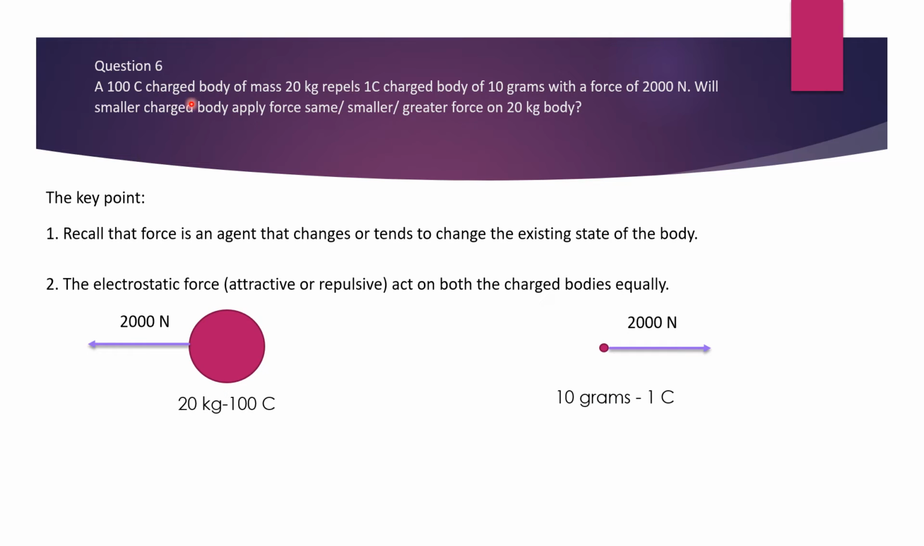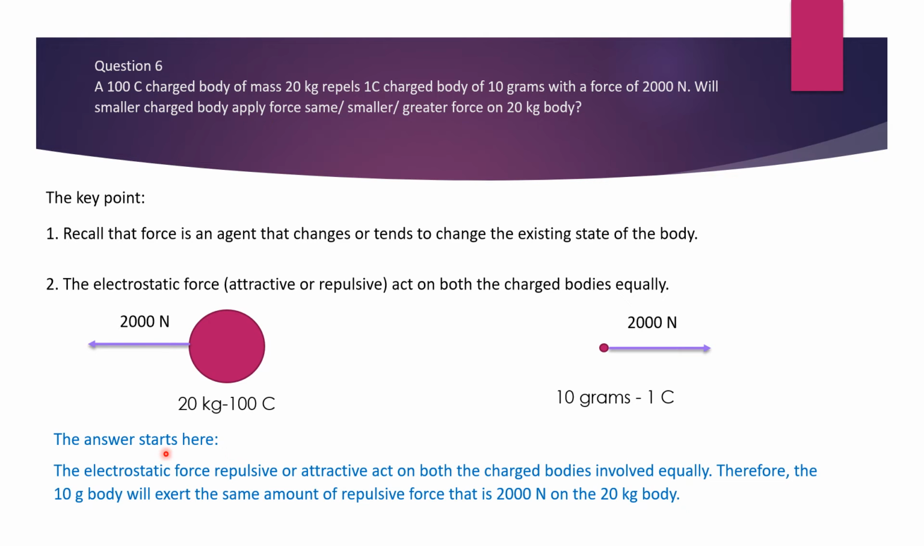As stated in the problem, the 20 kg charged body with 100 coulomb charge exerts a force of 2000 Newton repulsive force on the 10 gram body. At the same time, the 10 gram body will also exert a force of 2000 Newton on the 20 kg charged body in the opposite direction.